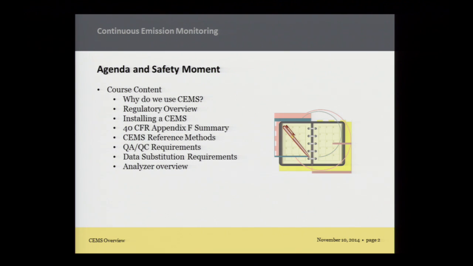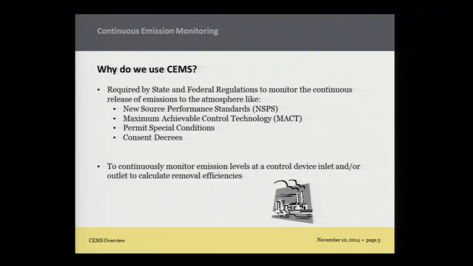So what we're going to talk about here is why do we use CEMS? What's the regulatory overview? What do you need to look for when installing a CEMS? What is your Appendix F summary? What are your reference methods? What are some of the QA/QC requirements? Your data substitution requirements? And then we've already had the analyzer overview.